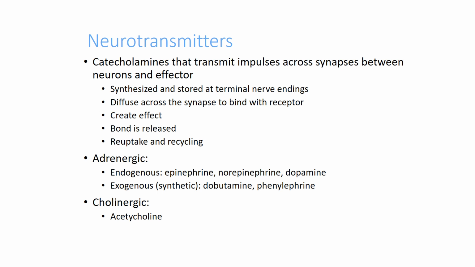The adrenergic neurotransmitters, we have endogenous, which are produced in the body, and those are epinephrine, norepinephrine, and dopamine. And we also have synthetic, which are dobutamine and phenylephrine. Now, the endogenous neurotransmitters can also be administered exogenously as medications in addition to what the body produces. And then the cholinergic neurotransmitter is acetylcholine.